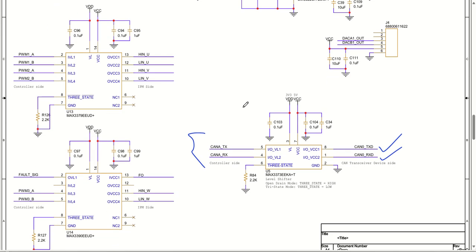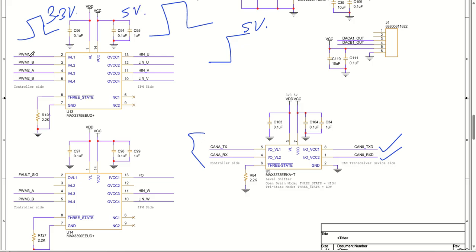Another part is, since my IPM will be taking a signal level of 5 volt, we have converted from 3.3 volt to 5 volt. So this is 3.3 volt and this is 5 volt. You can see we have PWM 1A, 1B and 2A, 2B, that is going to get converted from input to output. This particular IC can be used as a voltage translator or voltage level shifter. So this is my controller side, that is the microcontroller pin, and this is my IPM side, that is going to go to your HIN U, LIN U, HIN V, LIN V.